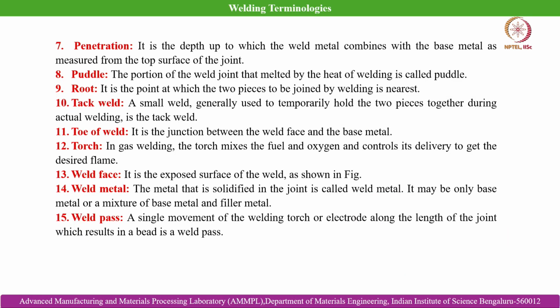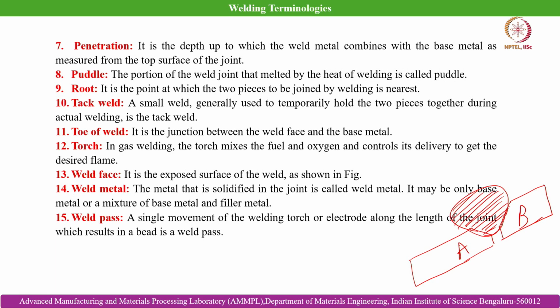Penetration is the depth up to which the weld metal combines with the base metal, as measured from the top surface of the joint. Again, for simplicity, I am drawing a single V butt joint. This is the weld bead that is formed, and assume that up to this point the weld metal combines with the base metal, that is A and B. Measured from the top surface, this is the penetration, or the dilution region, of the weld bead that is formed at the top of the geometries experiencing welding.